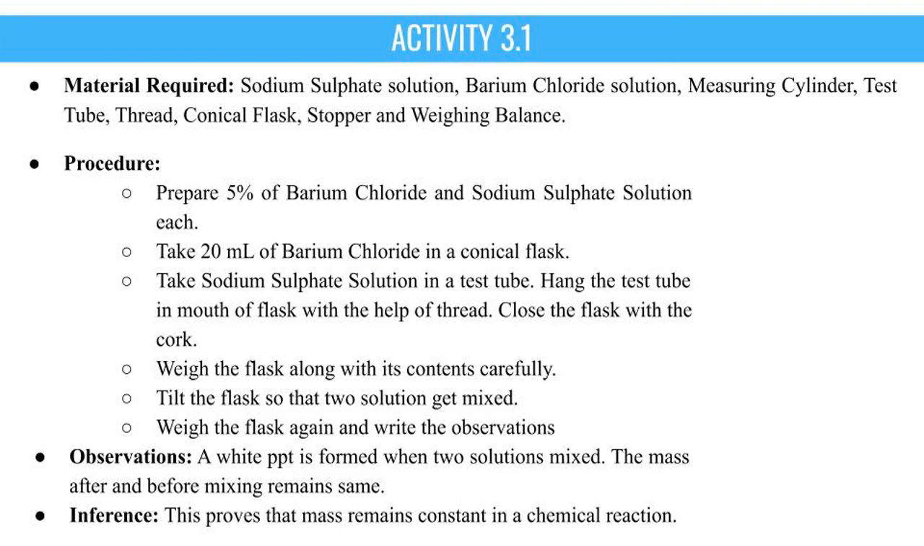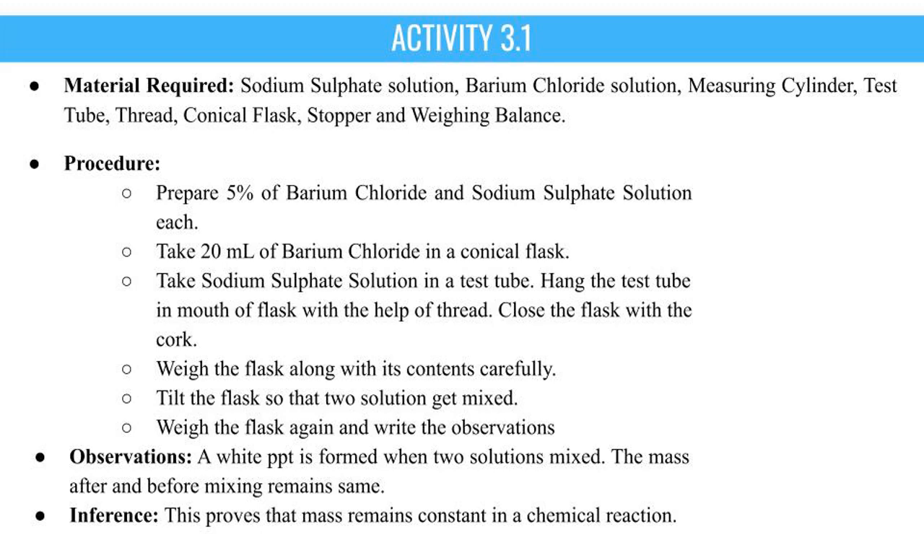For materials, we need sodium sulfate solution, barium chloride solution, measuring cylinder, test tube, thread, conical flask, stopper and weighing balance. The procedure of this experiment is as follows. Prepare 5% barium chloride and sodium sulfate solution each. Take 20 milliliters of barium chloride in a conical flask. Take sodium sulfate solution in a test tube. Hang the test tube in the mouth of the flask with the help of thread.